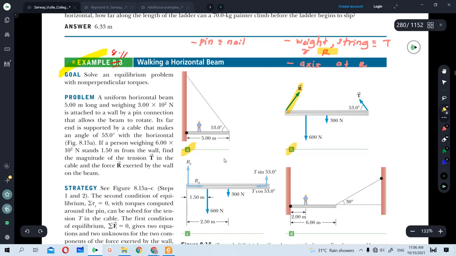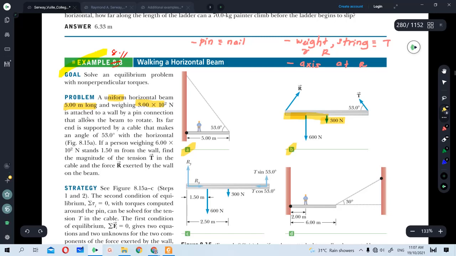If we have another example which is similar to this one. So the situation is you have a uniform horizontal beam. Since it's uniform, the weight 300 Newton should be at the center. Since the width of the beam is 5 meter, therefore this is 1.5 meter, and this 2.5 meter. So this is the 300 just now.